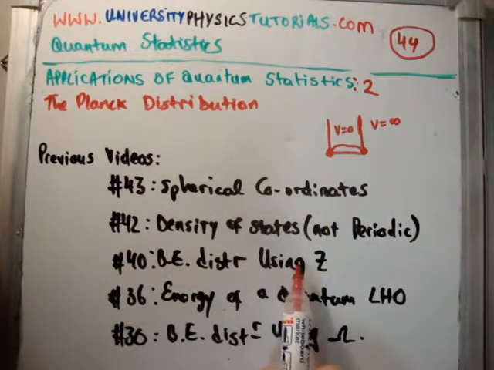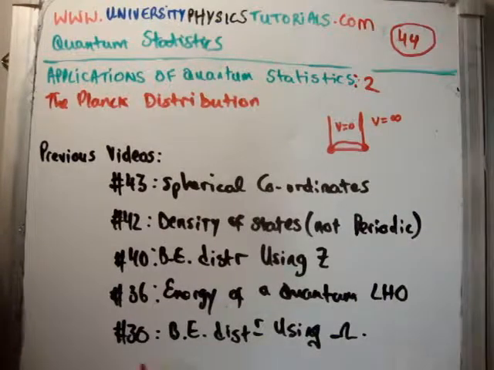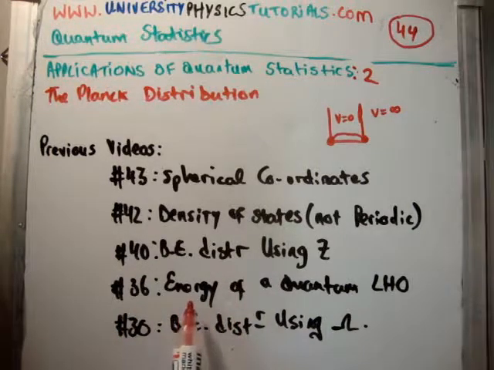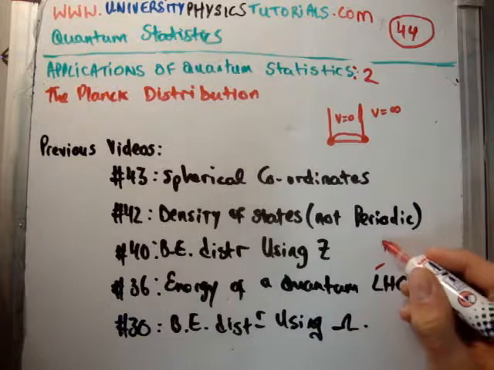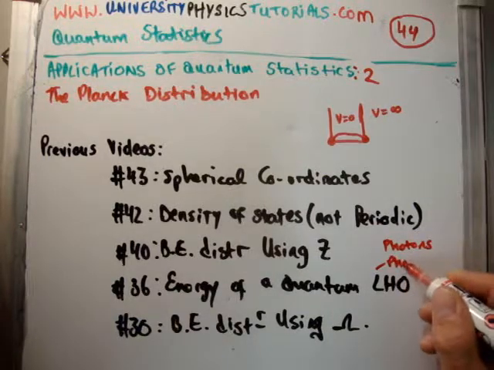In video number 40, I derived the Bose-Einstein distribution function using the partition function. And in video number 30, I did the same thing, but this time I used the multiplicity function. And finally, in video number 36, I discussed how to get the average energy of a quantum linear harmonic oscillator. And the point there was that we model photons and phonons as quantum linear harmonic oscillators.